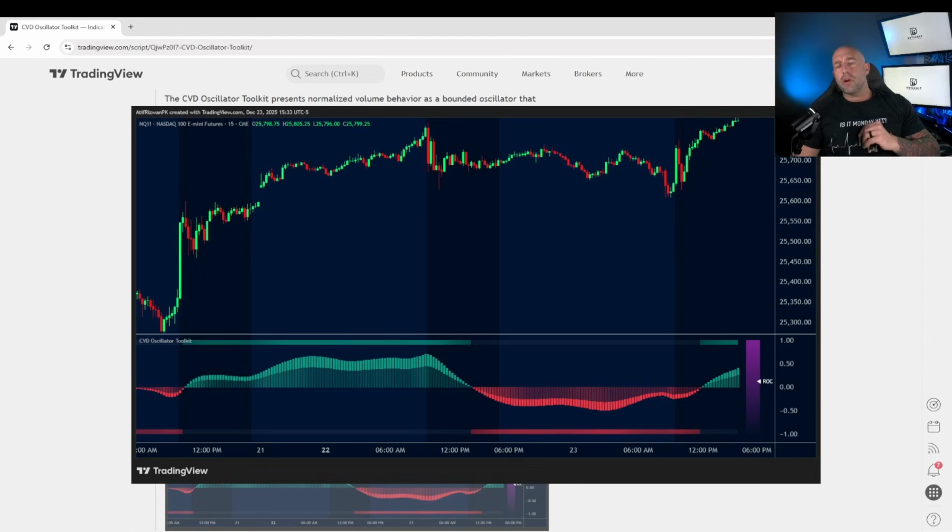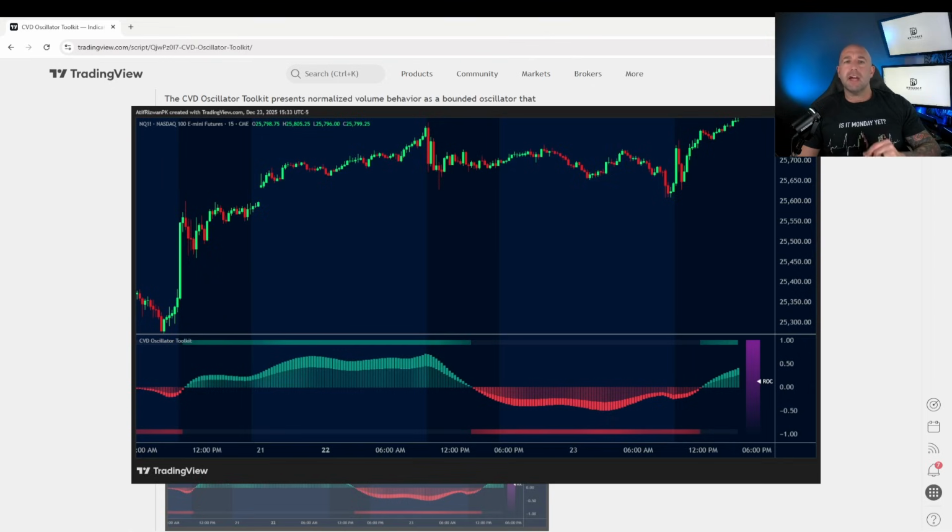So, how do you interpret the normalized CVD oscillator? The oscillator revolves around a central equilibrium level, represented by the zero line. When the oscillator is above zero, net buying pressure dominates. When it is below zero, net selling pressure dominates. Transitions across the zero line indicate a shift in volume control rather than a price-based event.